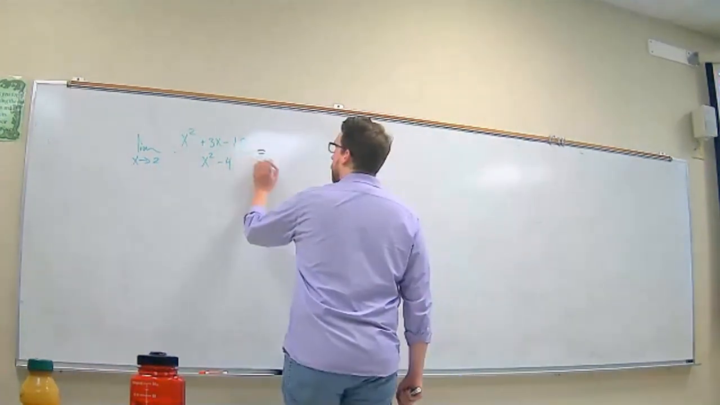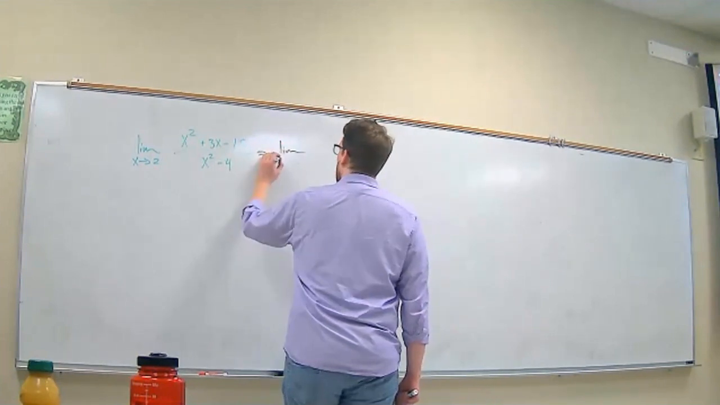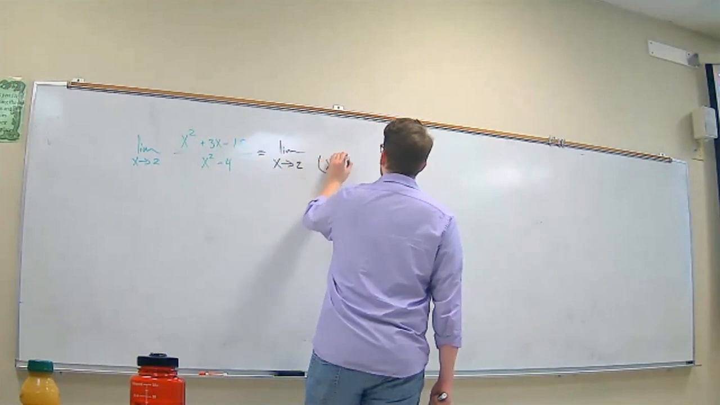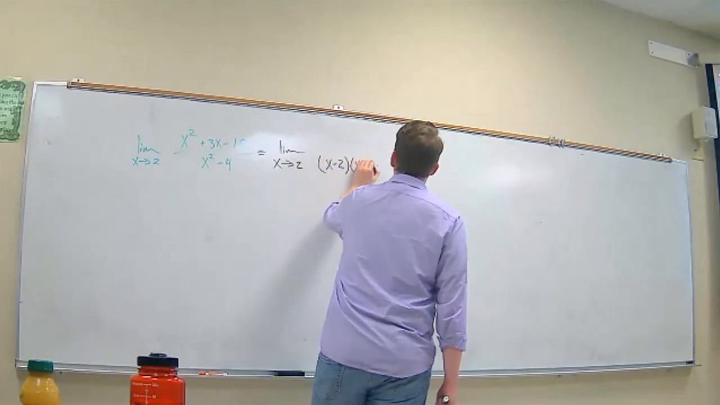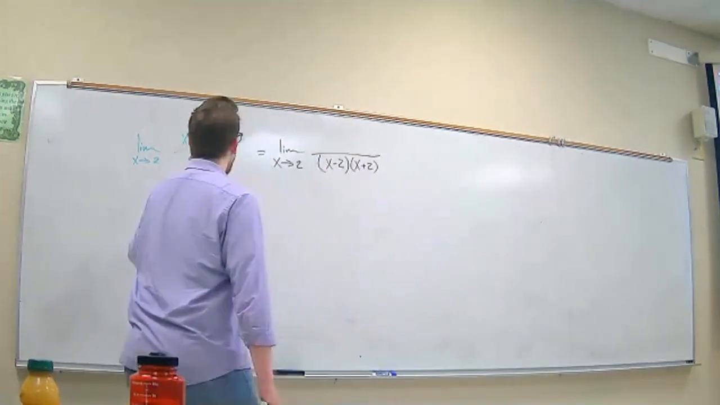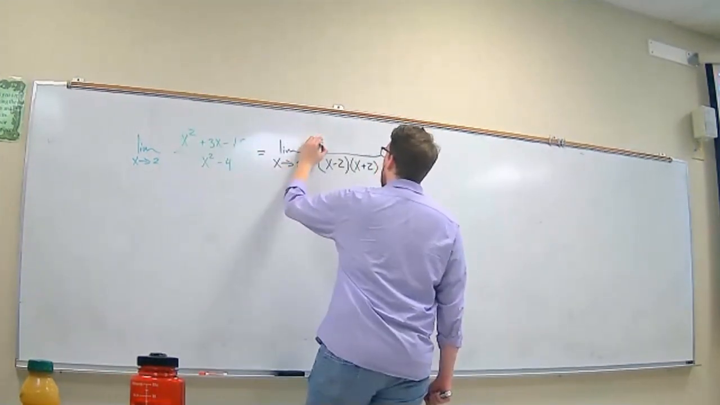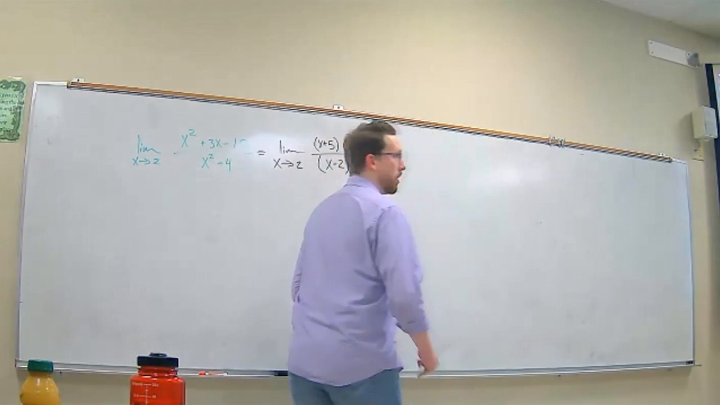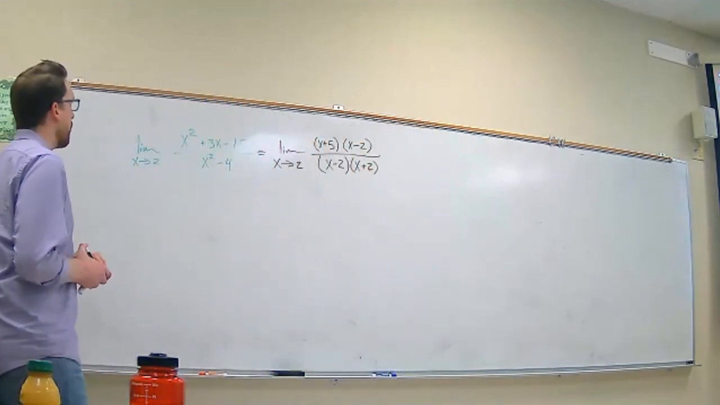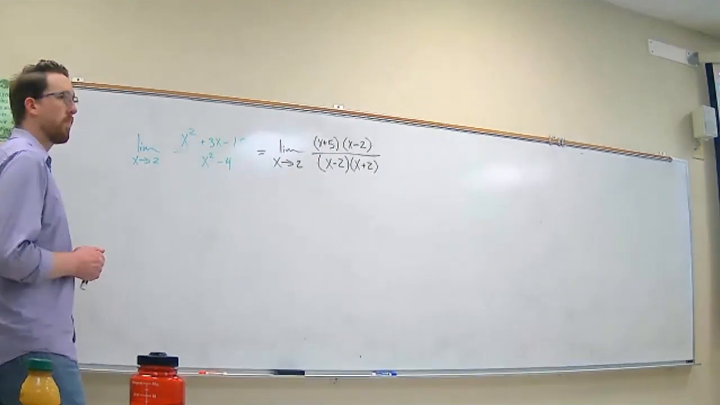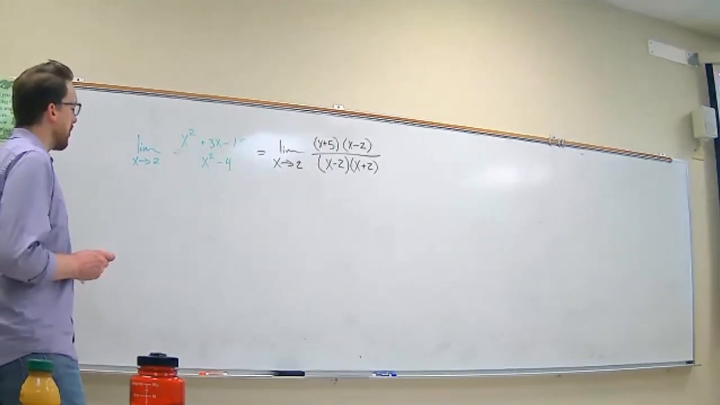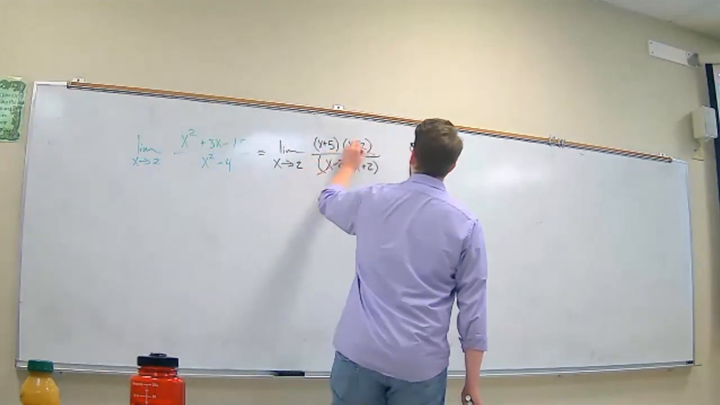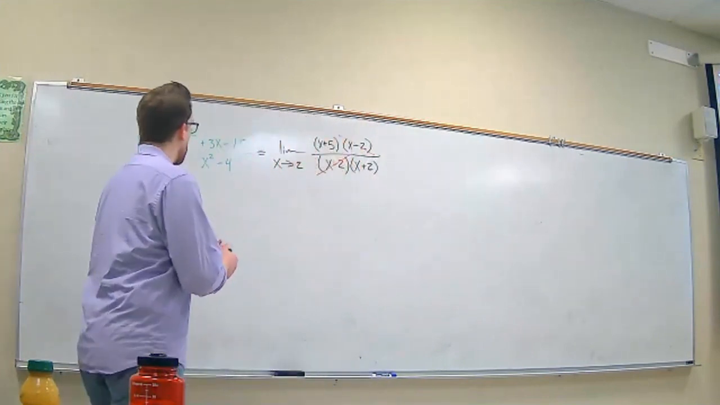All right, so this is going to give us the limit as x approaches 2 of x minus 2, that quantity times x plus 2, that's down in our denominator. In our numerator, this is going to factor to be x plus 5 times x minus 2. So then you cancel out, right? Yep. So now we've got cancellation here, cancellation there.